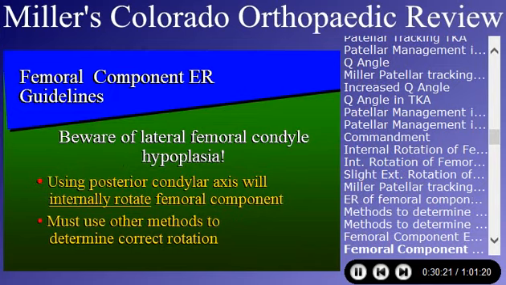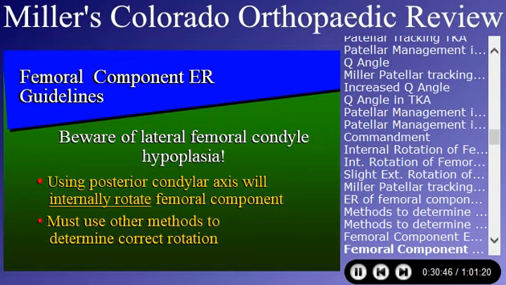Beware of lateral femoral condyle hypoplasia. If you have a lateral femoral condyle that's hypoplastic, and you use the posterior condyle as a reference, you're going to be off. You're going to have net internal rotation. If you have a valgus deformity, the most common reason for valgus knees is lateral femoral condylar hypoplasia. And when you put your sled on and dial in external rotation, it's not going to be enough. That's the time that you use your epicondylar axis and you use your Whiteside.